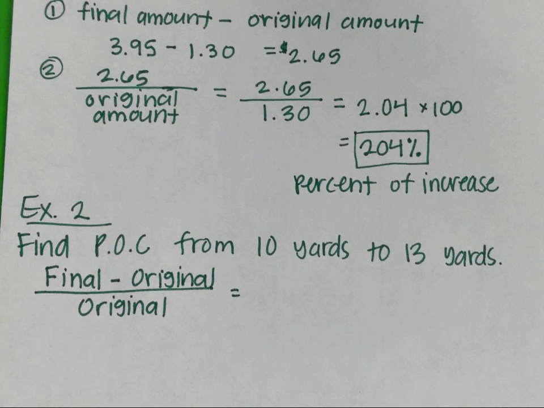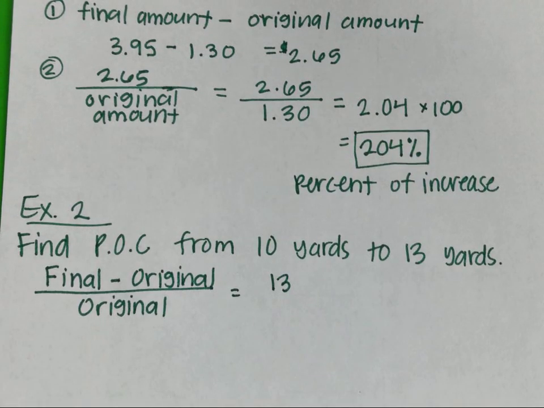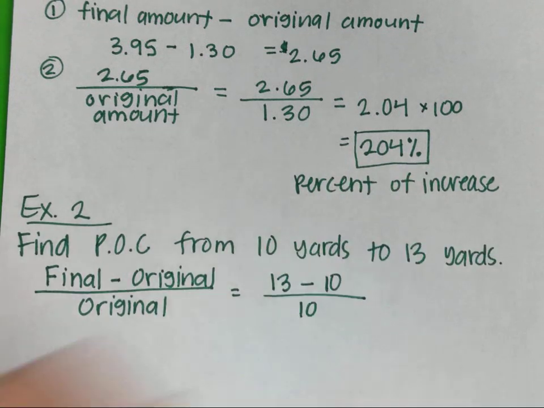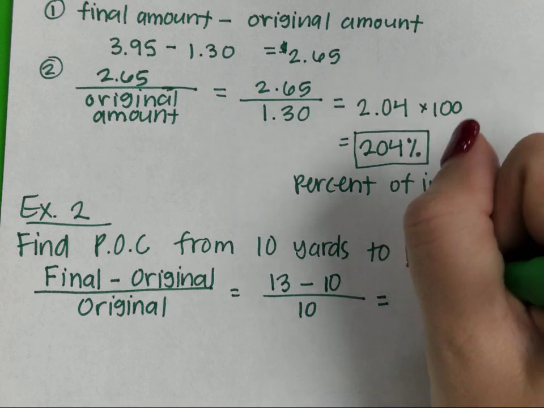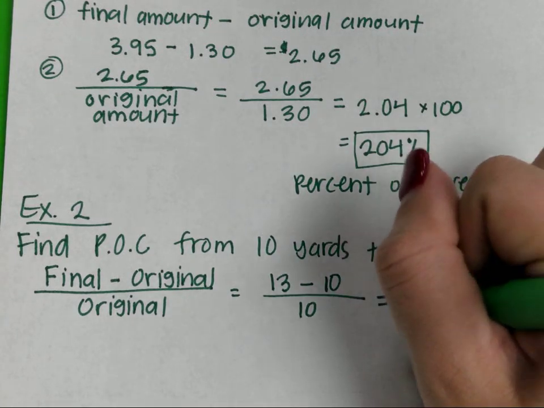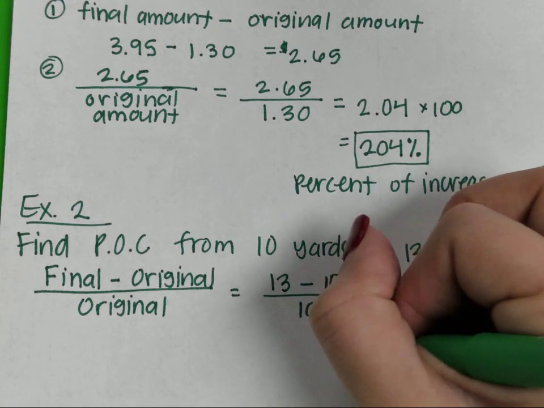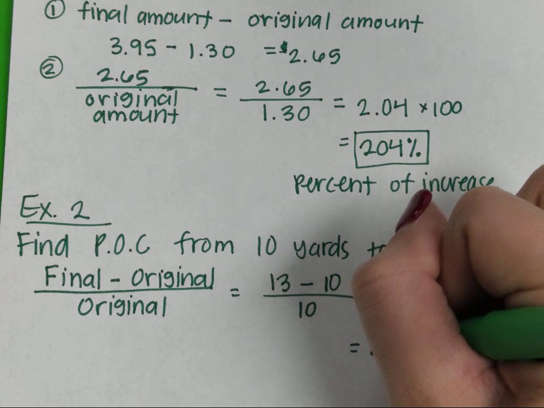So somebody tell me what my final amount is. 13. My final distance is 13. And then what's my original distance? 10. So it's all over 10 as well. Okay. So then using my order of operations, I know I have to subtract my top first. So 13 minus 10 gives me 3. So I have 3 over 10. Now I want to divide those and get a decimal. Okay, so 3 divided by 10 is going to give me a decimal of what? 0.3.